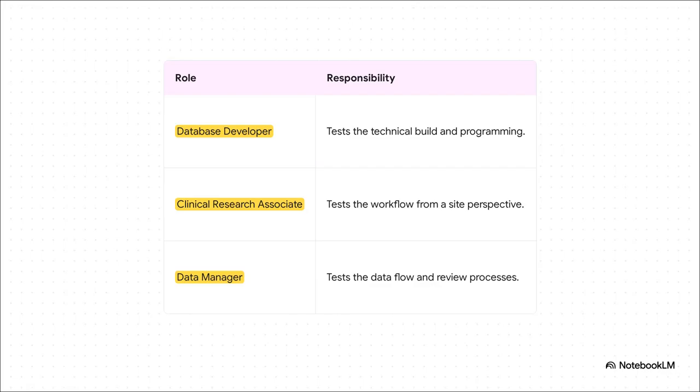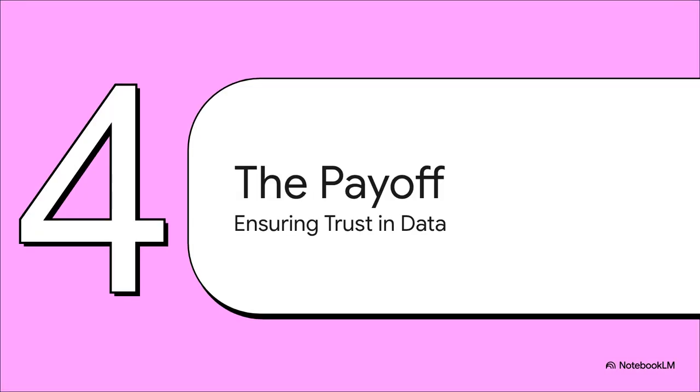And I gotta stress this, UAT is 100% a team sport. It's not a one-person job. You've got the database developer who's testing all the technical stuff, the code itself. Then you have the clinical research associate, or CRA, who's testing it from the perspective of a user at the hospital or clinic. And of course, the data manager is testing the whole data pipeline and all the review processes. Every single person brings a different, vital perspective to the table to make sure this thing is rock solid from every possible angle.